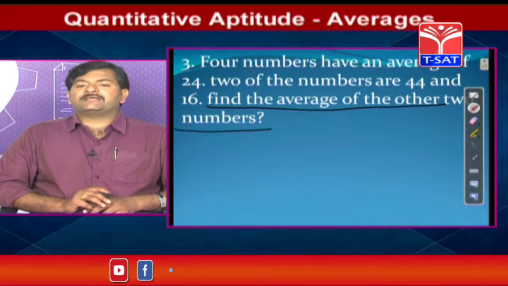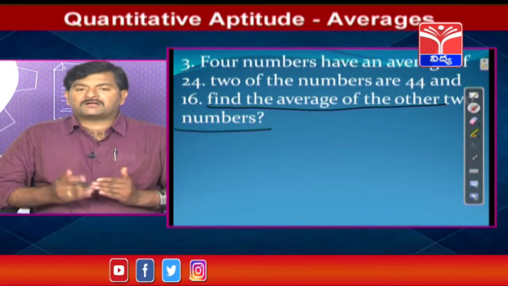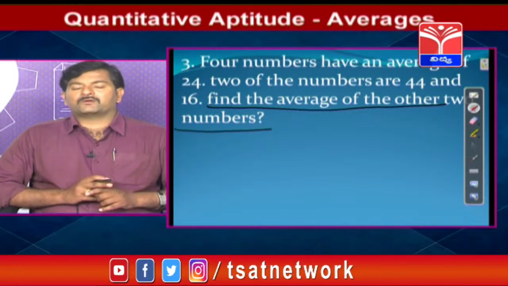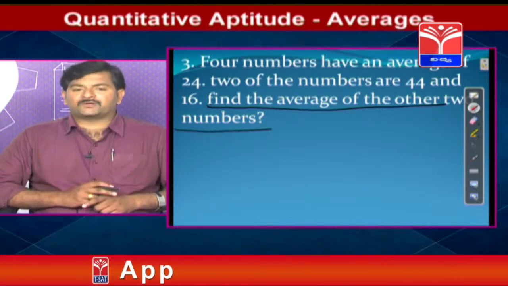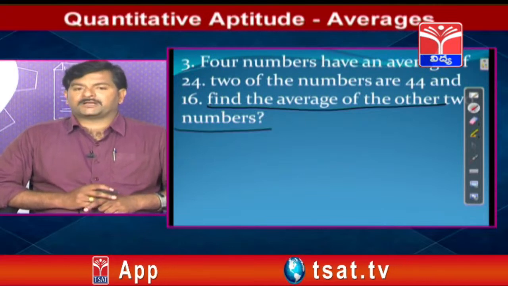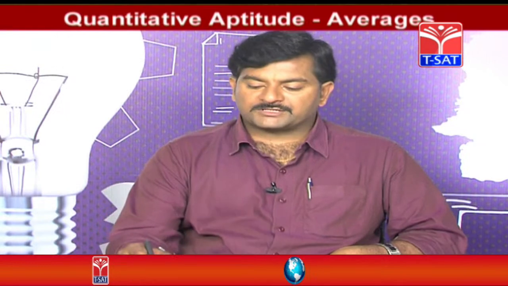To find the average of the other 2 numbers, what we need to know is the sum of the other 2 numbers divided by 2. If we know the sum of the other 2 numbers, then we can find their average. So keep this concept in mind.